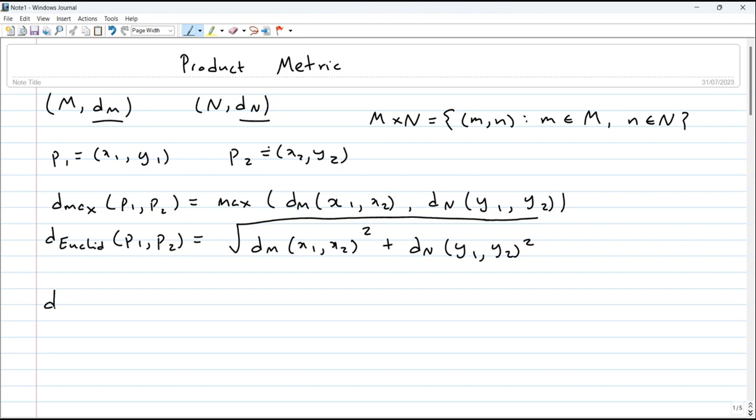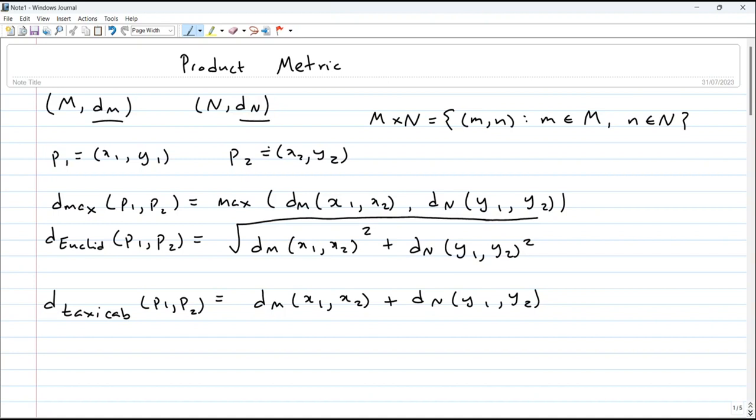Or we can take something like a taxicab, and I will tell you where the names come from in a second. Taxicab of P1 and P2 will simply be the sum of the two distances. So here are three candidates for defining the product metric, and you can come up with your own idea. A lot of these, like these three, turn out to be the same. The same in what sense? Same in the sense of homeomorphism.